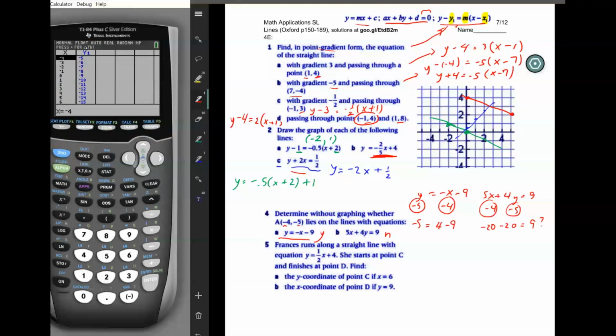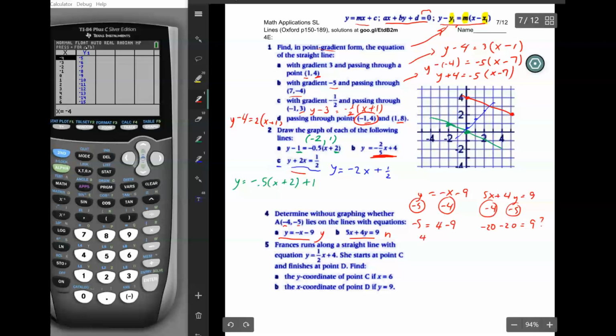Okay. And then for the other one, 5x plus 4y equals 9. Now, this is not quite calculator ready, right? So one thing we could do is rearrange it with y by itself on one side. So we can subtract 5x from both sides. So we'll get 4y equals minus 5x plus 9. And then we divide both sides by 4. So we get y equals negative 5x plus 9, divided by 4.